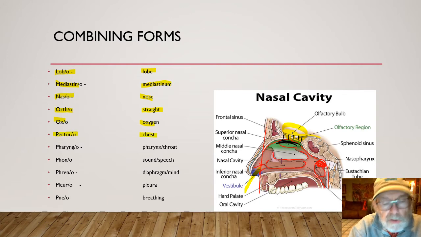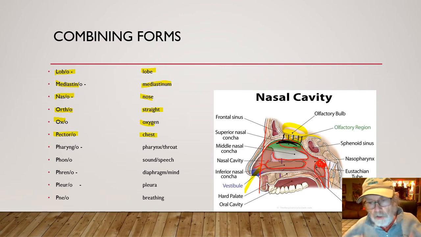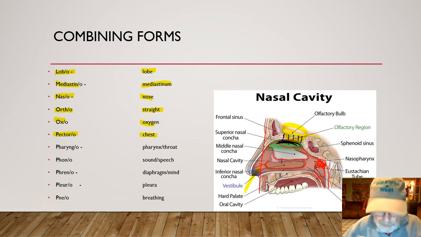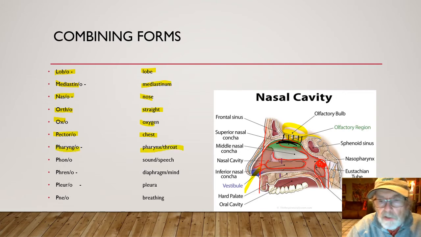Pectoral means chest. The muscles on the front of the chest are called the pectoralis major, these large muscles that are in front of the chest. When you have a fish, they have a pectoral fin that sits on the front. So pectoral means chest, okay? Pharyngo means pharynx or throat, okay?